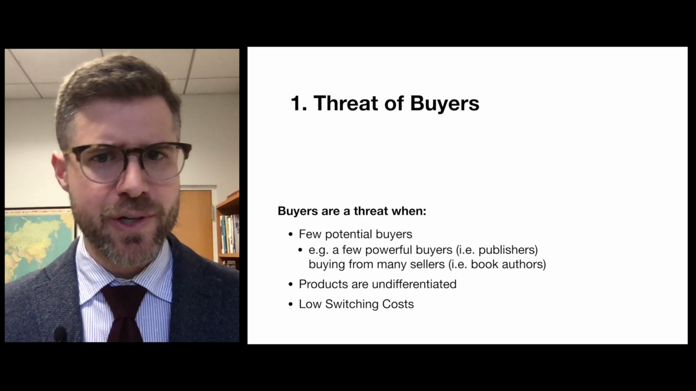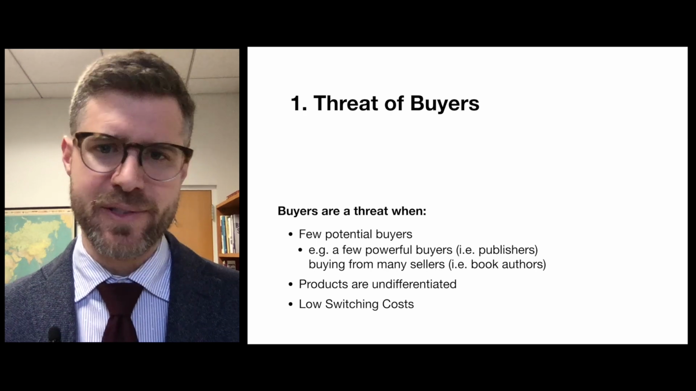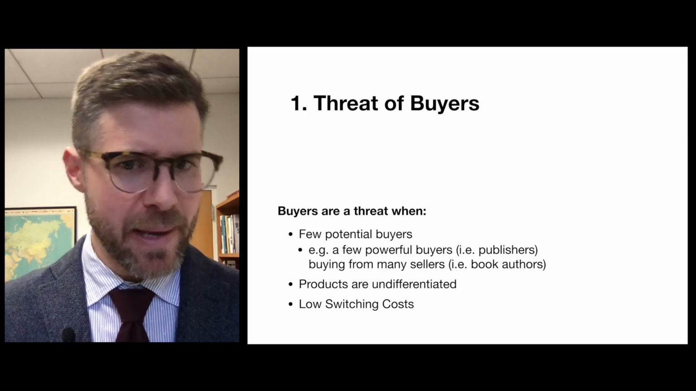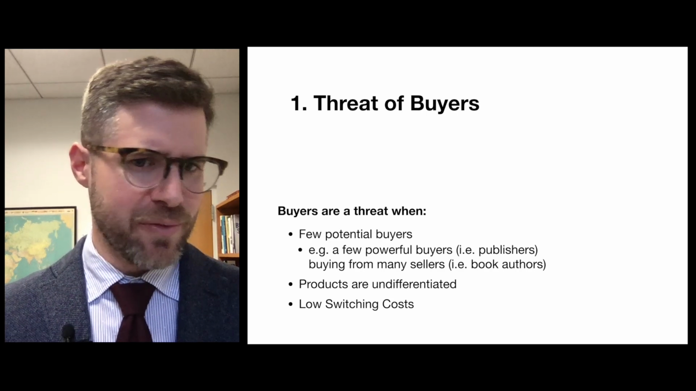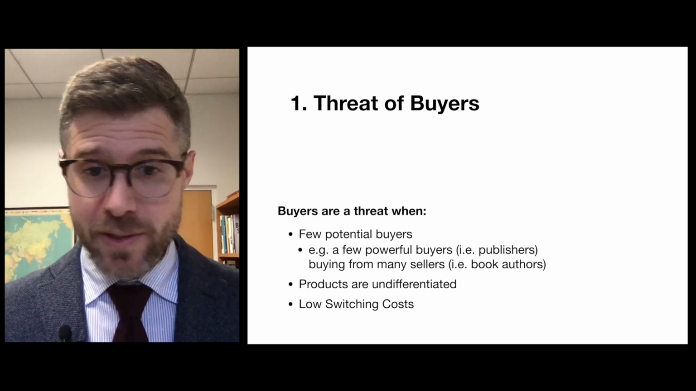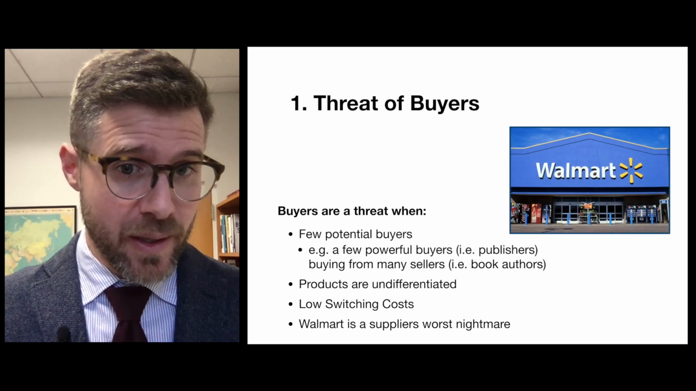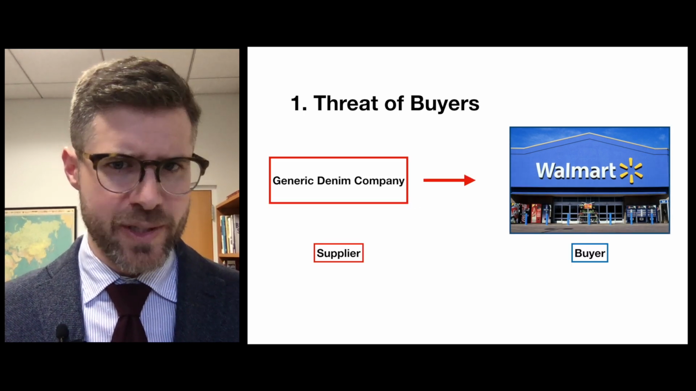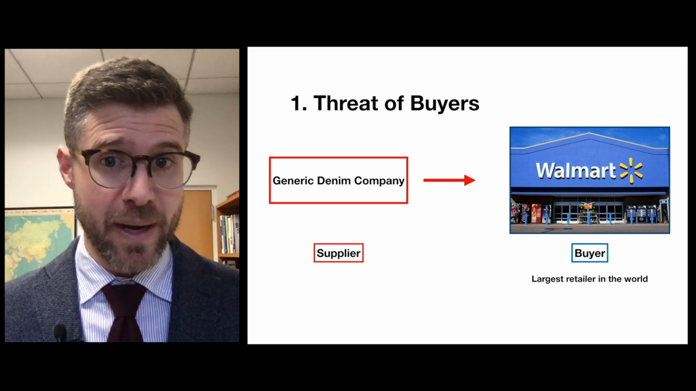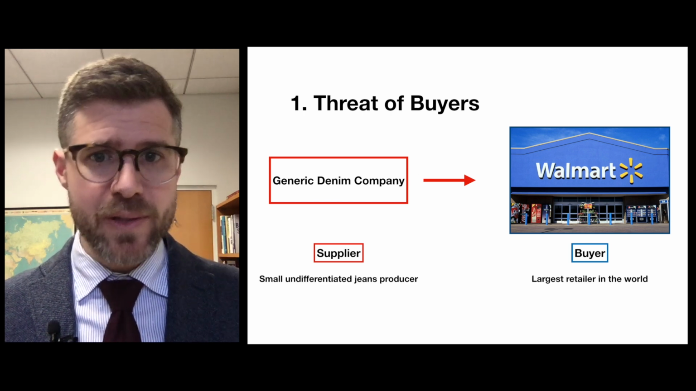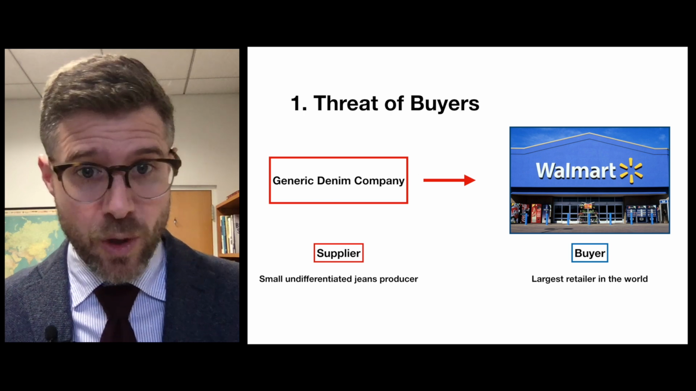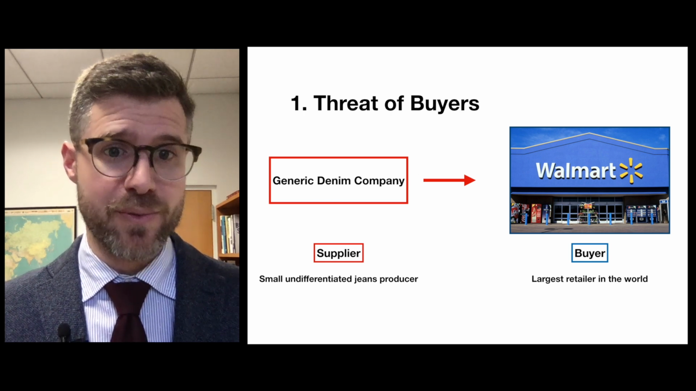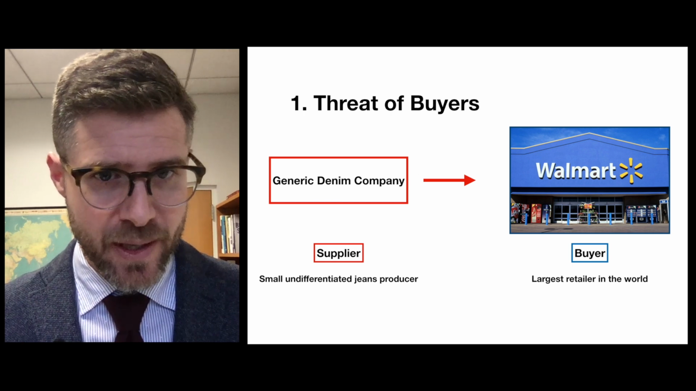Now, imagine if your customer could dictate every aspect of the sales relationship. They can tell you how many of each product you have to produce, pay you months after delivery. That would be an awful customer, right? Well, you'd be describing Walmart. Let's assume I run a generic denim company producing jeans. Walmart is the largest retailer in the world and actually one of the few potential buyers of my product. My products are relatively undifferentiated from other cheap jeans, and Walmart can switch suppliers quite easily. Therefore, Walmart presents an extremely high threat as a potential buyer of my products.